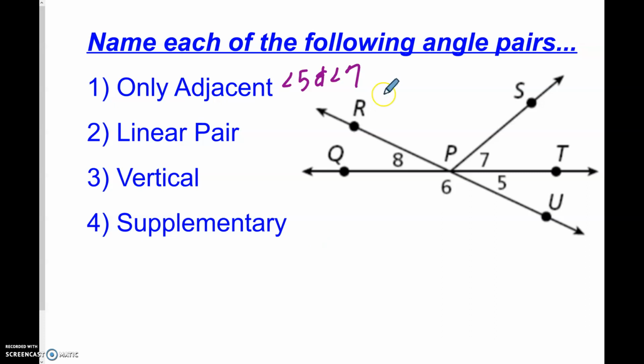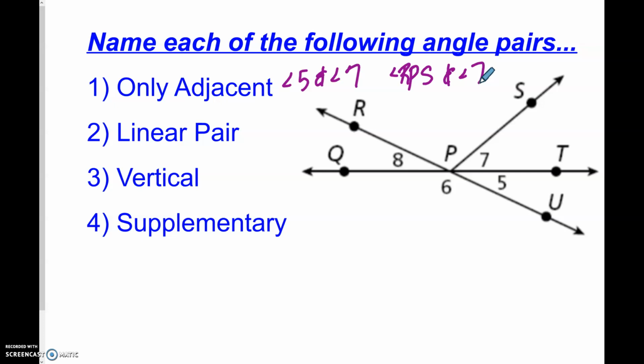So you could say angle RPS and angle 7. They are adjacent. Or RPS and angle 8. Those are adjacent.